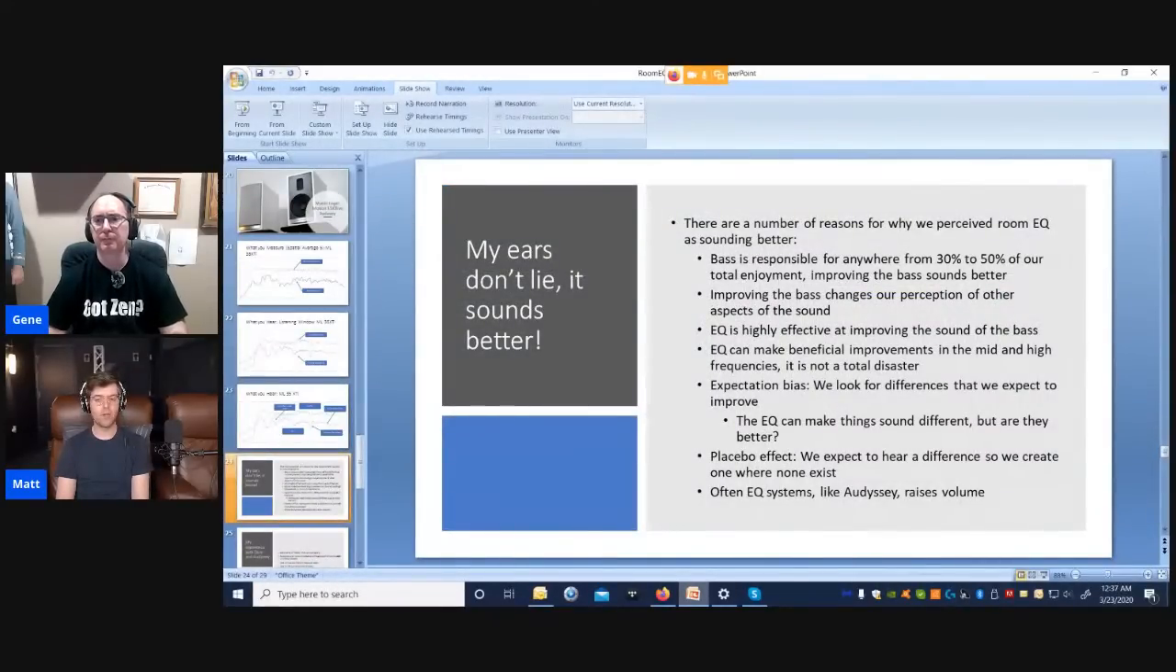Okay, I know a lot of you are going to say, I've used these different systems before, and my ears don't lie, it must sound better. Well, actually, there's a number of reasons why people often think these EQ systems are making things better. Now, I don't want to completely discount it. One of the things that all of the better EQ systems I've used tend to do is they do tend to improve the bass. So Dirac especially does a really good job in the bass. Odyssey does a pretty good job in the bass. And some of the other ones have done a decent job improving the bass as well.